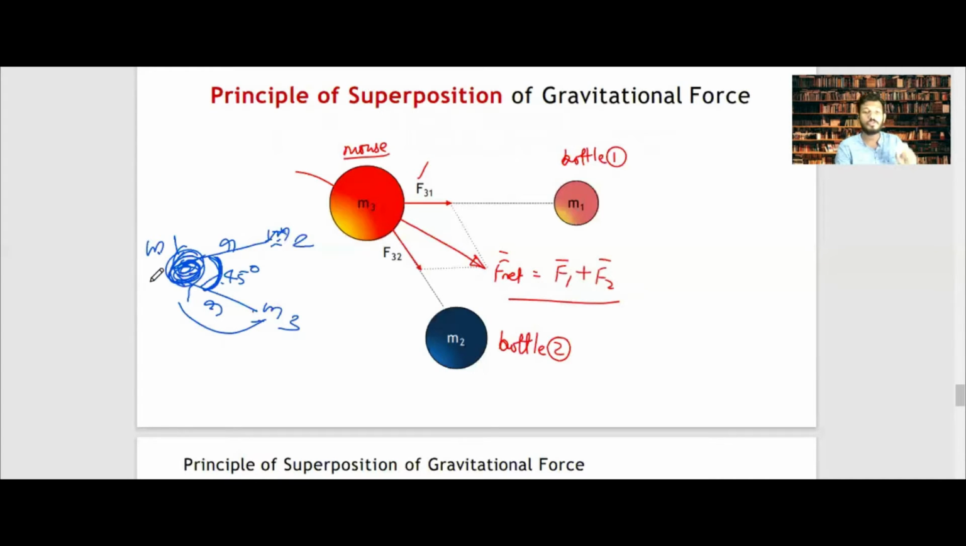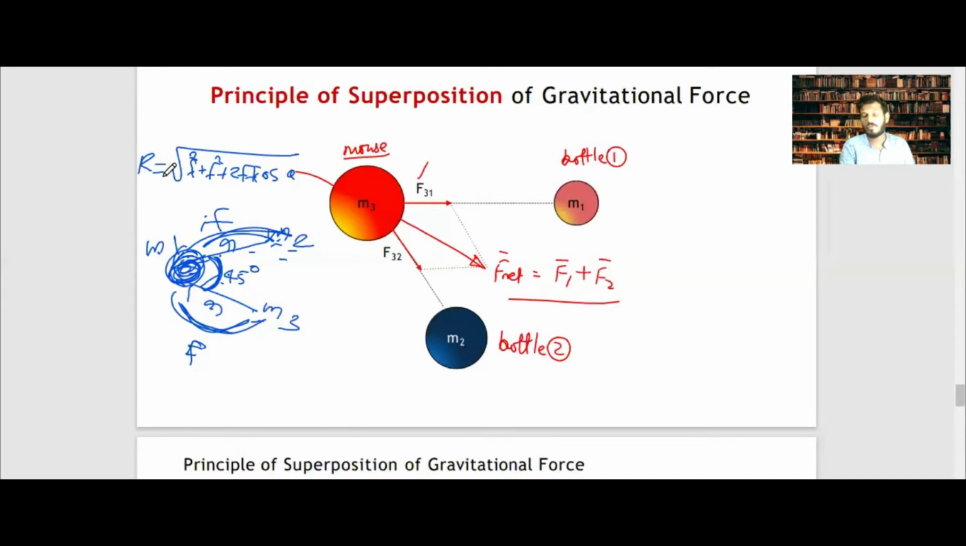Then you should notice that the resultant force is root of, here there will be a force between M2 and M1, and here there will be a force between M1 and M3. Both are F because of equal distance. They are separated by equal distance, so both forces are said to be F. So F square plus F square plus 2F cos theta. Here theta is 45. What is cos 45? 1 by root 2.